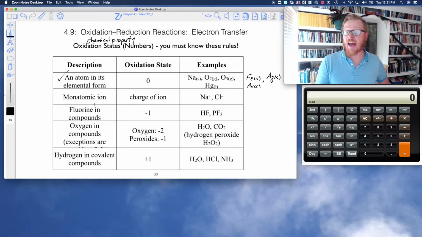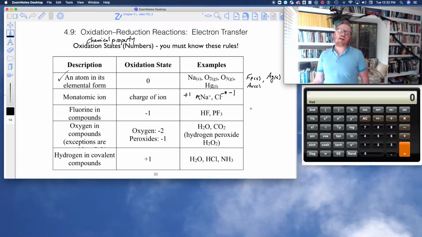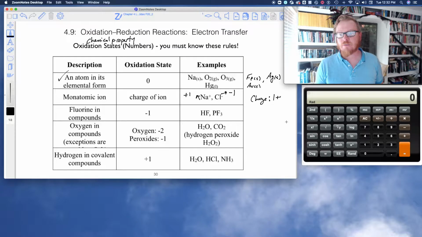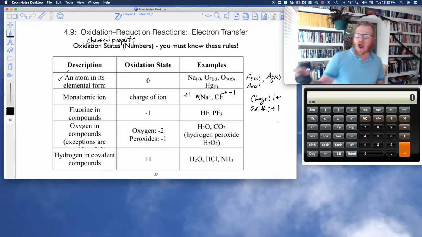Okay? So now, what about when you have a monoatomic ion, so a single atom that's an ion? Well, the oxidation state is the charge of the ion. So for example, Na+ would have an oxidation number of +1. Cl-, so chloride, would have an oxidation state of -1. And this is also why we often write the charge like this, 1+, so that we can write the oxidation number as this, +1. Okay, so that's why we see those things switched up.